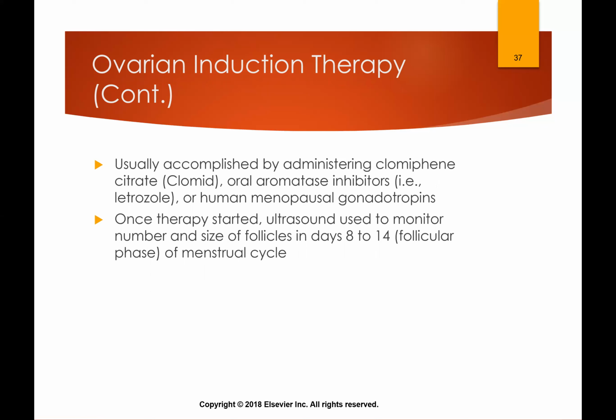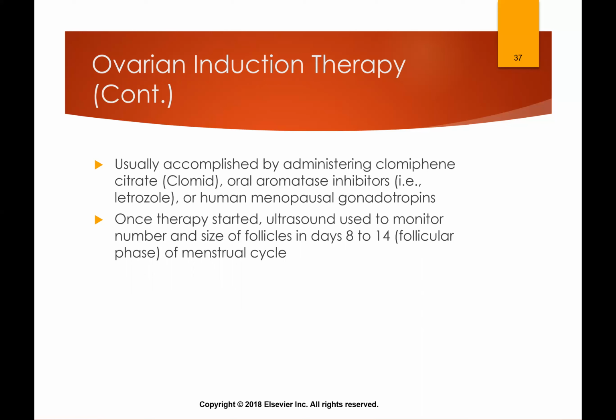So once they've got you under control and you have a thin little endometrium, they'll start with Clomid. If Clomid doesn't work, then they're going to do injectables. And there are multiple different kinds of injectables that are supposed to stimulate the ovaries. Then they'll start watching under ultrasound to see how they're doing.